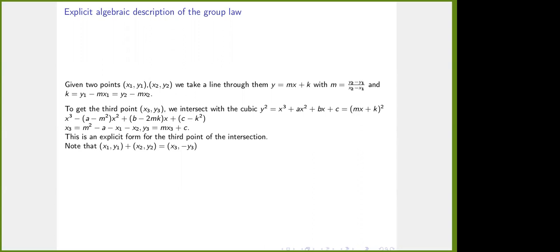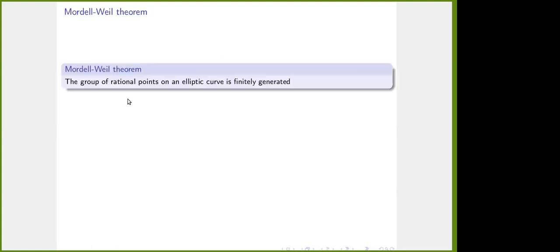And Mordell in 1923 actually proved this. I think Weil generalized this to arbitrary number fields, I'm not exactly sure what the exact generalization is, but it is true that not only the group of rational points, but the group of points in any number field is finitely generated.